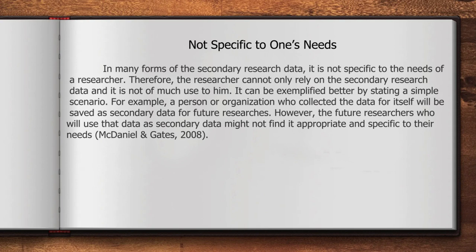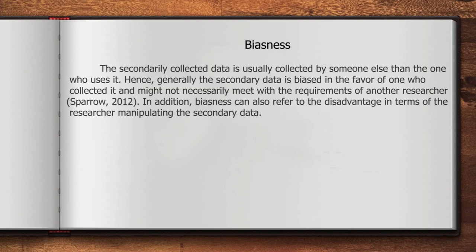It can be exemplified better by stating a simple scenario. For example, data collected by a person or organization for itself will be saved as secondary data for future researchers. However, the future researchers who will use that data as secondary data might not find it appropriate and specific to their needs. Biasness. The secondarily collected data is usually collected by someone else than the one who uses it.